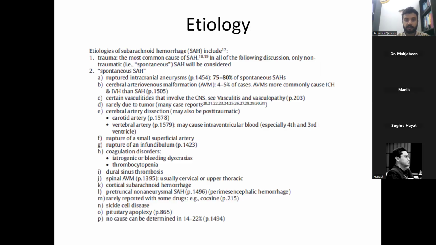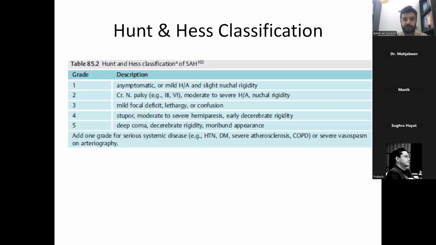Etiology: the most common one is trauma, yes, but in spontaneous subarachnoid hemorrhage, there is a long list of diseases. First on the top, obviously, are aneurysms. Then there are AVMs. This page has been taken from Greenberg, so you can review all these conditions, including pituitary apoplexy and artery dissection, cerebral artery dissection, a lot of important ones in the etiology.